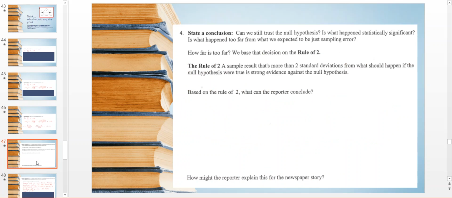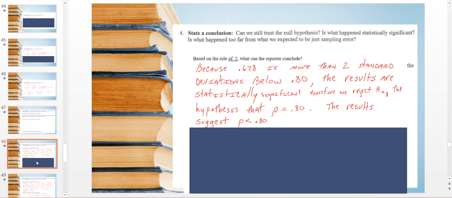By now, I know that we do understand that anything further than 2 standard deviations away is considered statistically significant. So we do have reason to believe that there are fewer kids passing the driver's test than 80%.